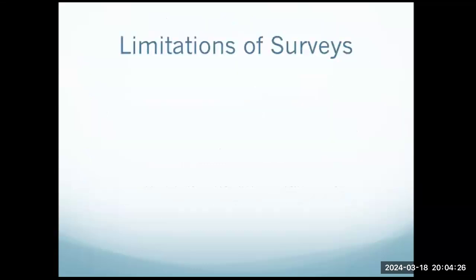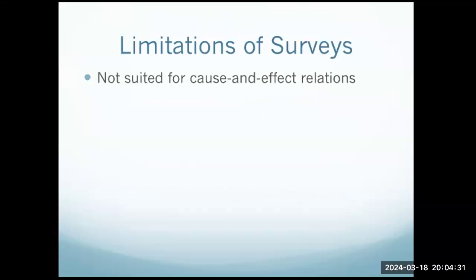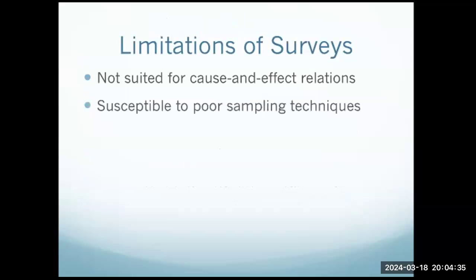Limitations of surveys. Well, you cannot use it to establish cause and effect relationships. If the sampling techniques are poor, it's really going to affect your results. So that's a limitation. We're also relying on self-report. So we are relying on people telling us the honest truth, to be accurate and truthful. And that's a limitation because not everyone will be, right? So we do what we can, though, to mitigate all those components.